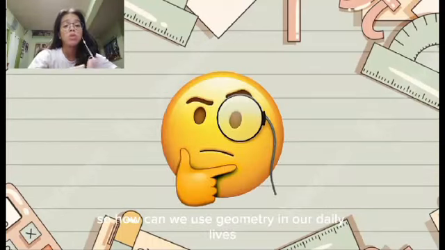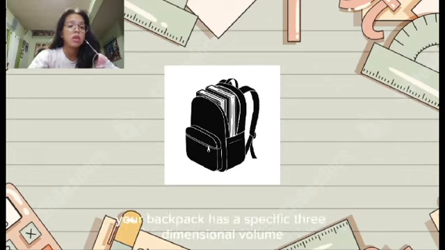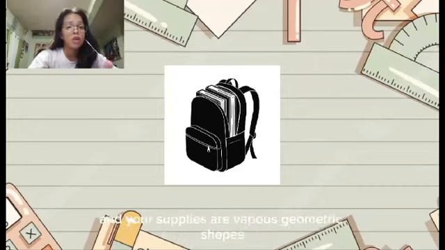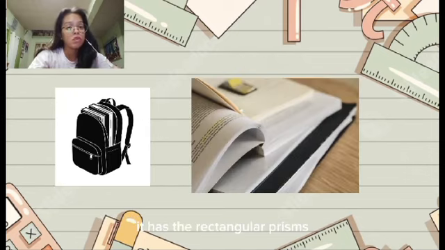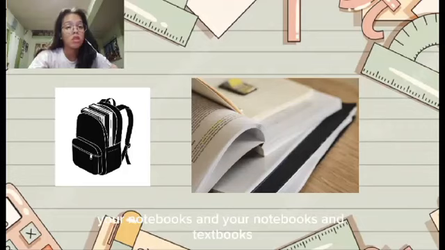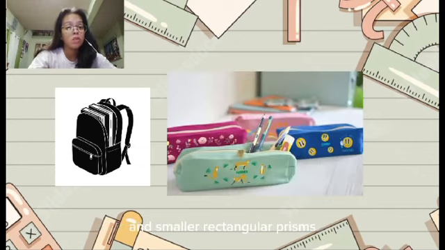So how can we use geometry in our daily lives? You use geometry every morning when you pack your backpack for school. Your backpack has a specific three-dimensional volume and your supplies are various geometric shapes: rectangular prisms, your notebooks and textbooks; cylinders, your water bottle and glue sticks; and smaller rectangular prisms, your pencil case.